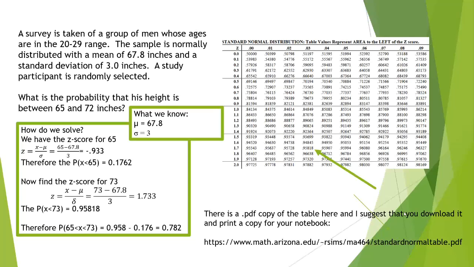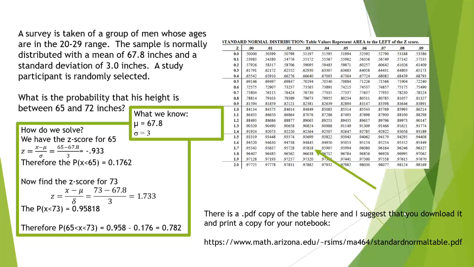Now, we're going to look at 73. Why did I do 73 here? Because we want 72 to be included. So that's why I did 73. So we're finding the z-score for 73. So we know that the area to the left of 73 is going to be 0.95818. And the reason we know that is that the z-score when we plug into our formula is 1.733.